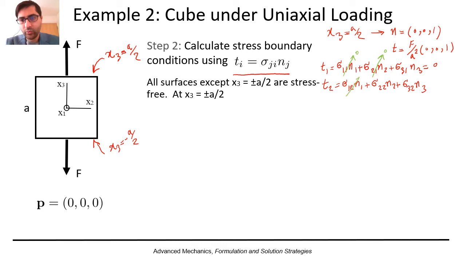Again, N1 is 0, N2 is 0, and N3 is 1, so we get T2 equal to sigma 3, 2, but we know that T2 is 0. So sigma 3, 2 is 0. For T3, we have sigma 1, 3, N1 plus sigma 2, 3, N2 plus sigma 3, 3, N3. Again, N1 and N2 are 0, and N3 is 1, and T3 is F divided by A squared.